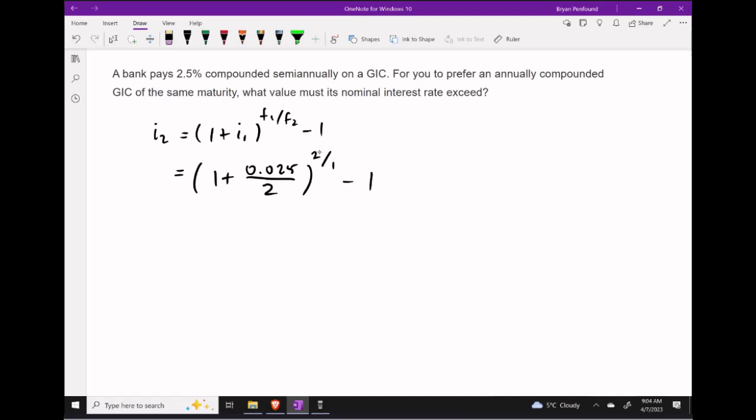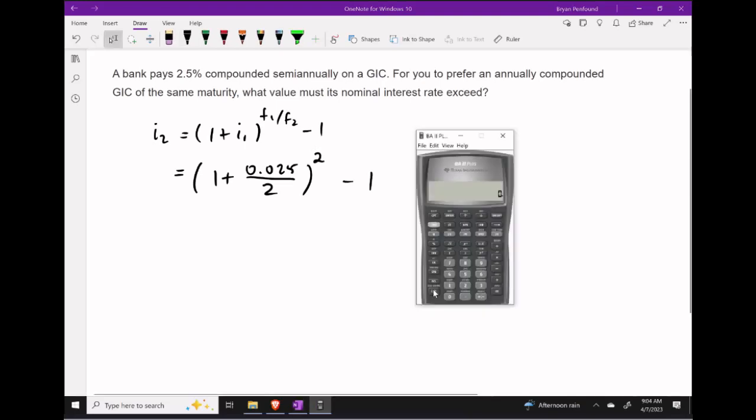Of course, when we do this, our power is going to simplify a little bit, so I'm just going to replace 2 over 1 with the number 2. And that's going to make things a little bit easier to calculate using our business calculator. So let's start with our open bracket, 1 plus 0.025 divided by 2. Close that bracket, and let's raise this to the power of 2, and then we'll subtract 1 from our answer here. So this should be our periodic rate, I2.